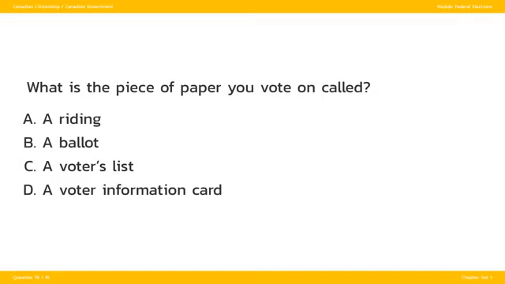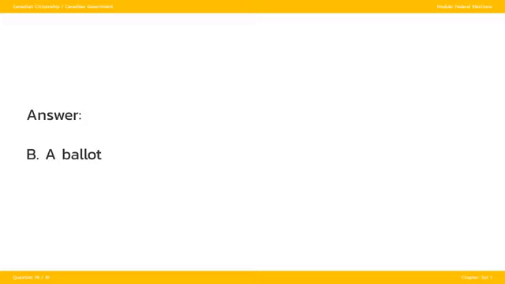What is the piece of paper you vote on called? A. A riding. B. A ballot. C. A voter's list. D. A voter information card. The answer is B. A ballot.